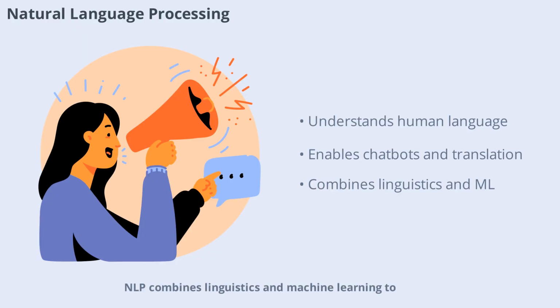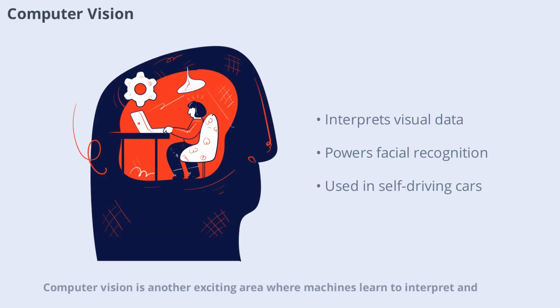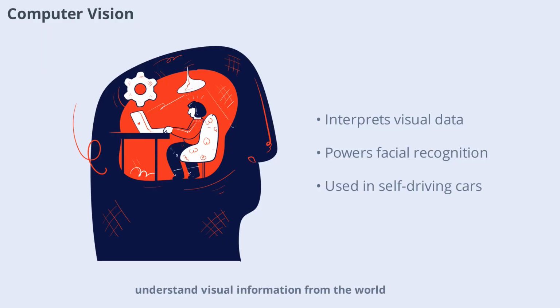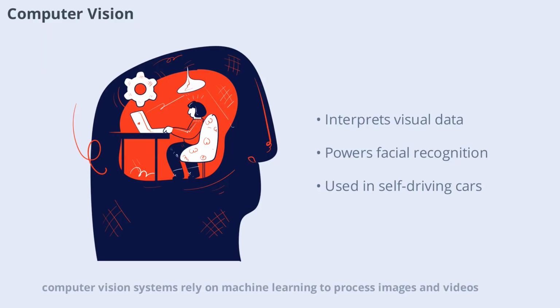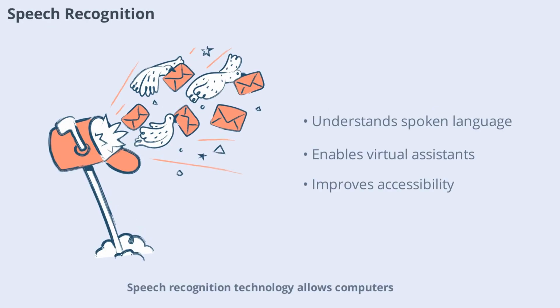NLP combines linguistics and machine learning to help computers interact with people in natural, meaningful ways. Computer vision is another exciting area where machines learn to interpret and understand visual information from the world. From facial recognition to self-driving cars, computer vision systems rely on machine learning to process images and videos, making sense of complex visual data.